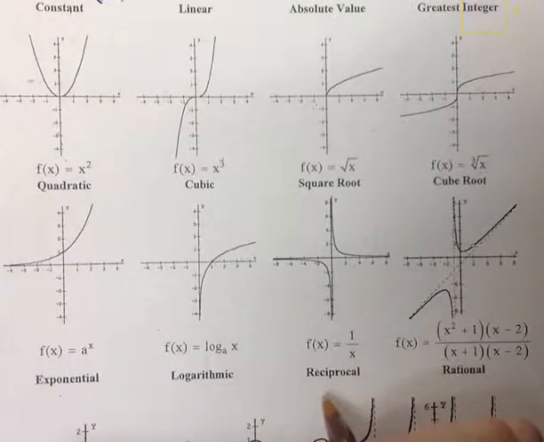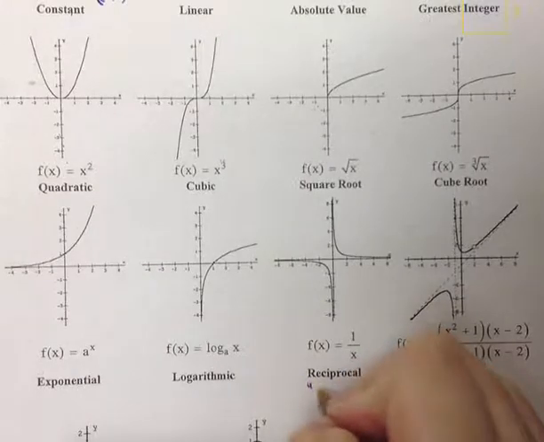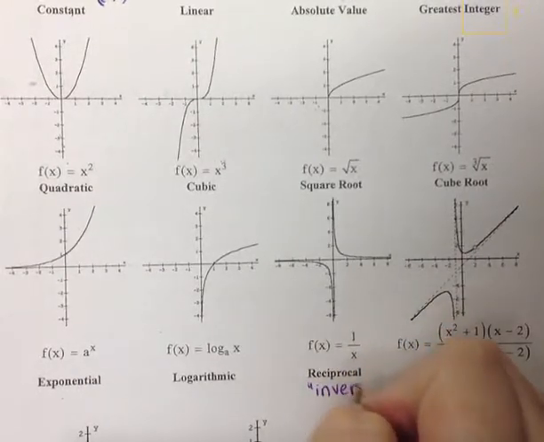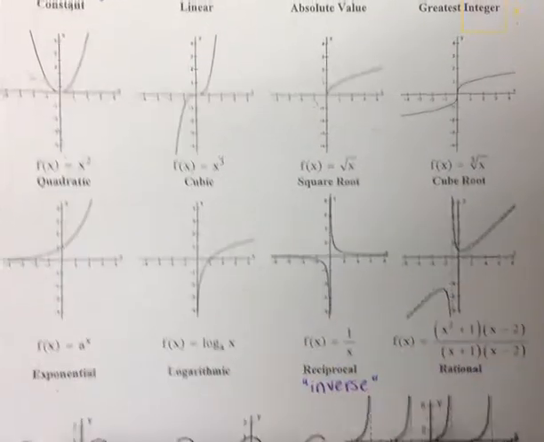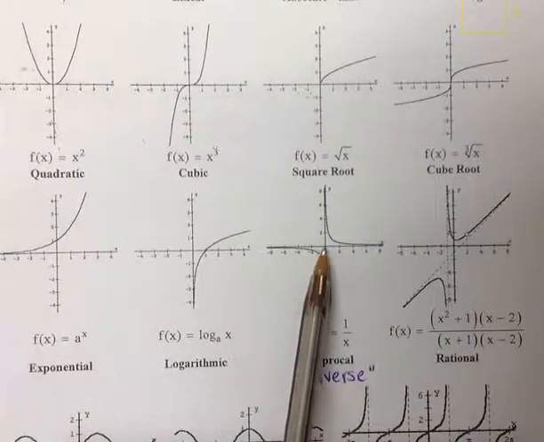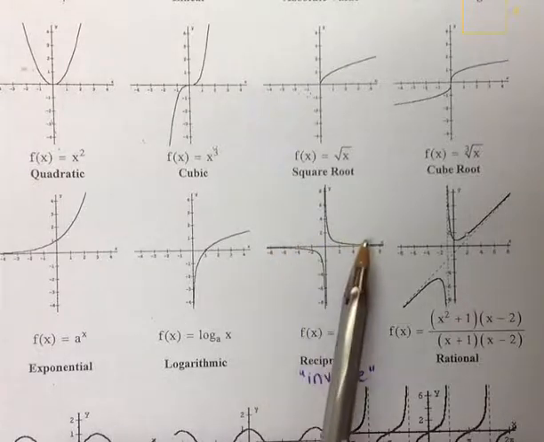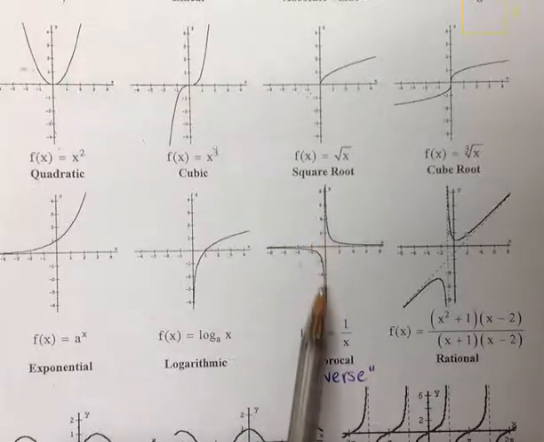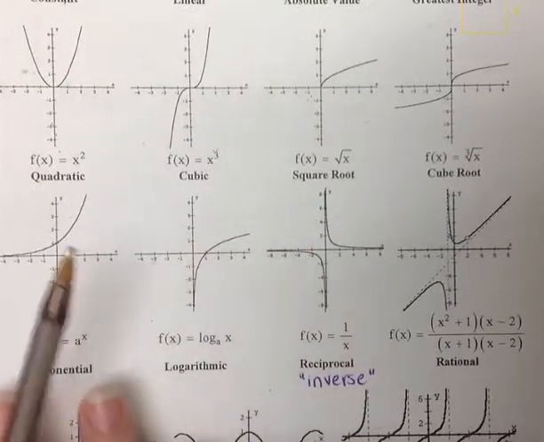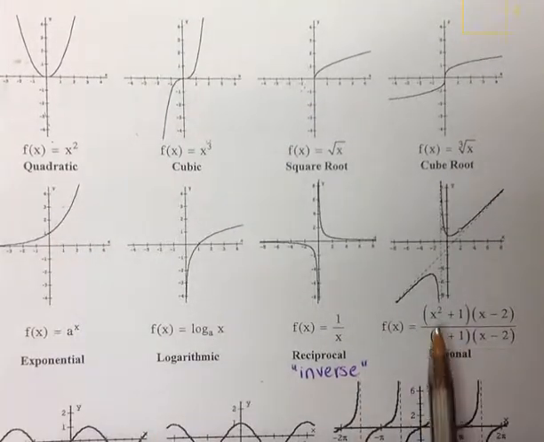Then another name for this could be inverse variation. So this is also an inverse graph. Also does not go through 0, 0. Actually has asymptotes. The parent function will have an asymptote at the x-axis and also on the y-axis. You also have rational functions.